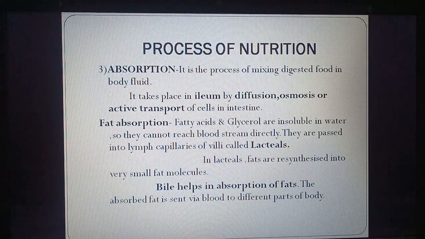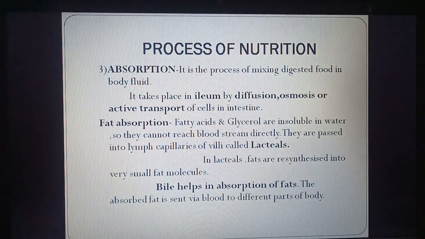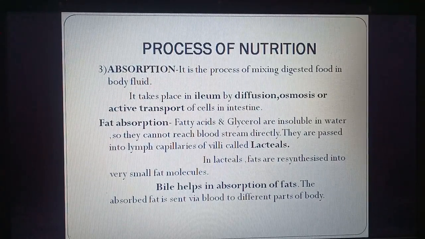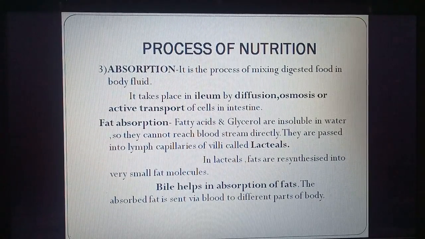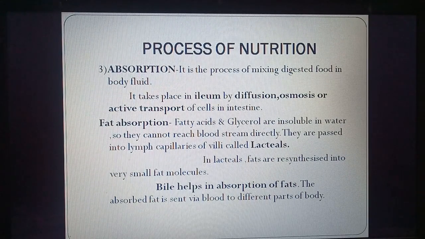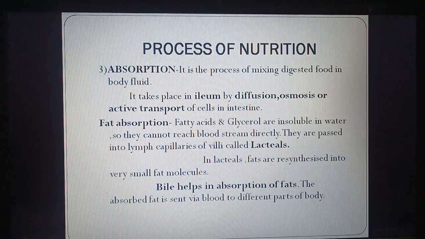Bile helps in absorption of fats. We know that bile juice also helps in absorption because it emulsifies fats. The absorbed fat is sent via blood to different parts of the body. So the lymph carries it to the blood and finally the blood transports it to the body. So the fat does not directly enter the blood. First fat enters the lymph which is found in lacteals and finally it enters the blood indirectly.